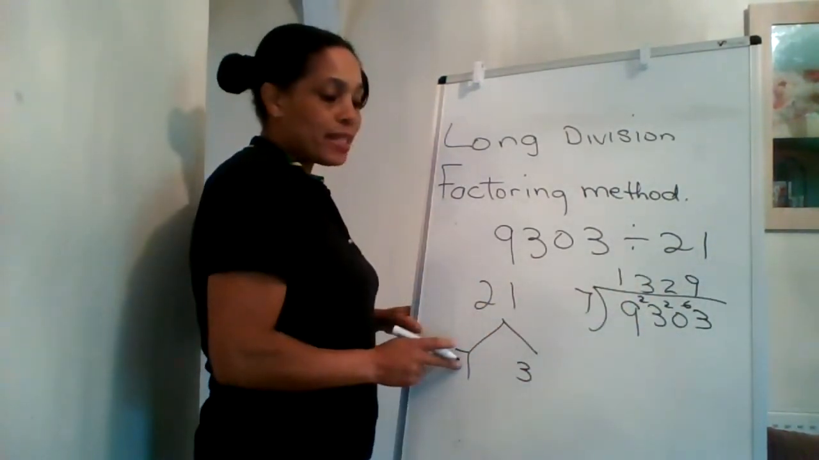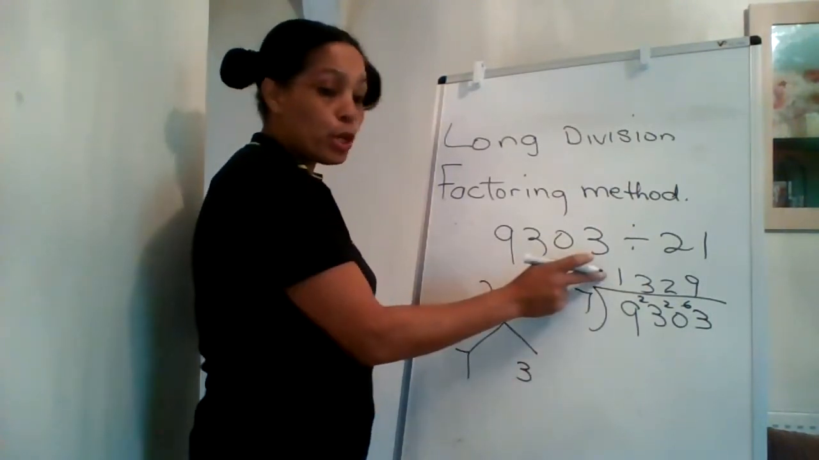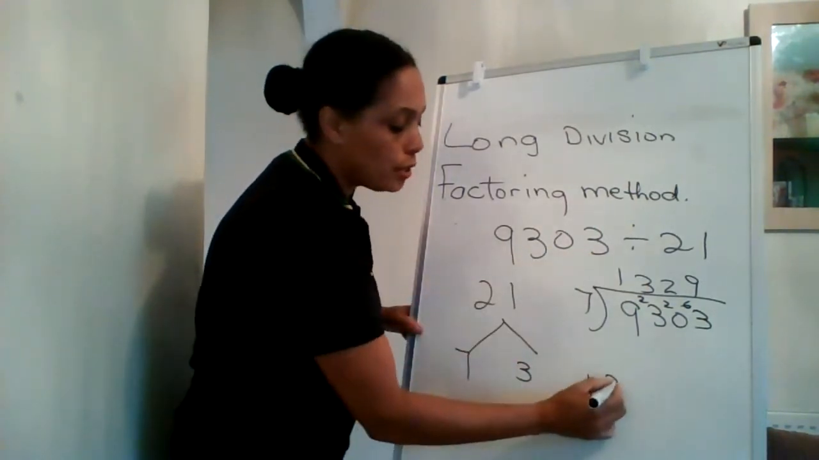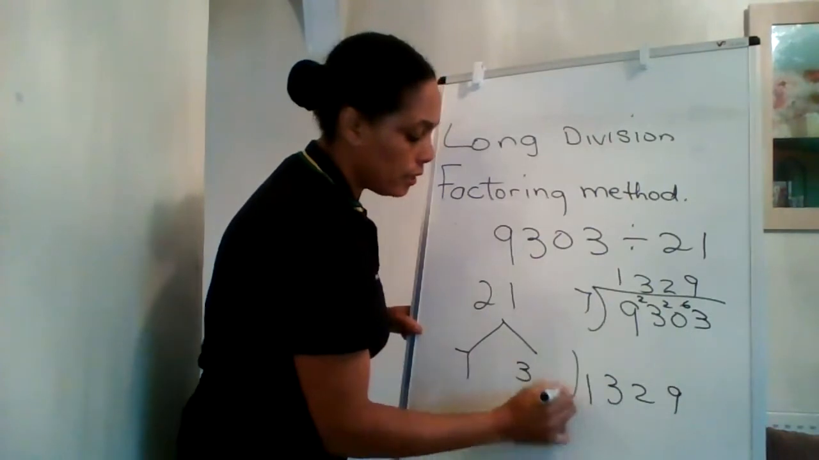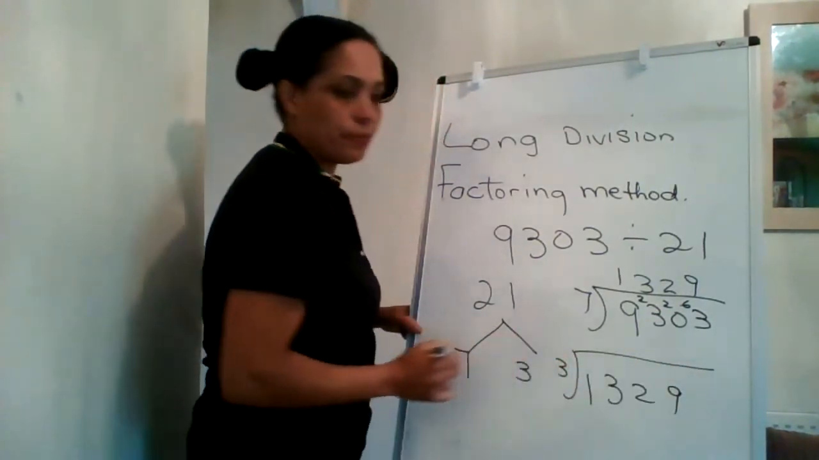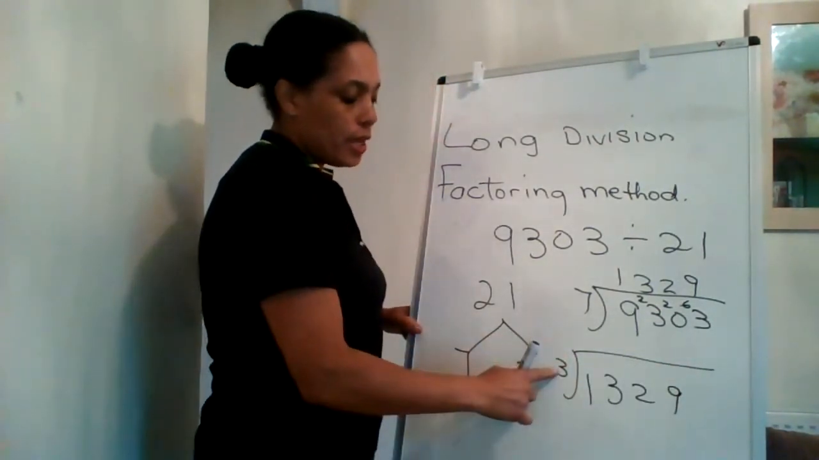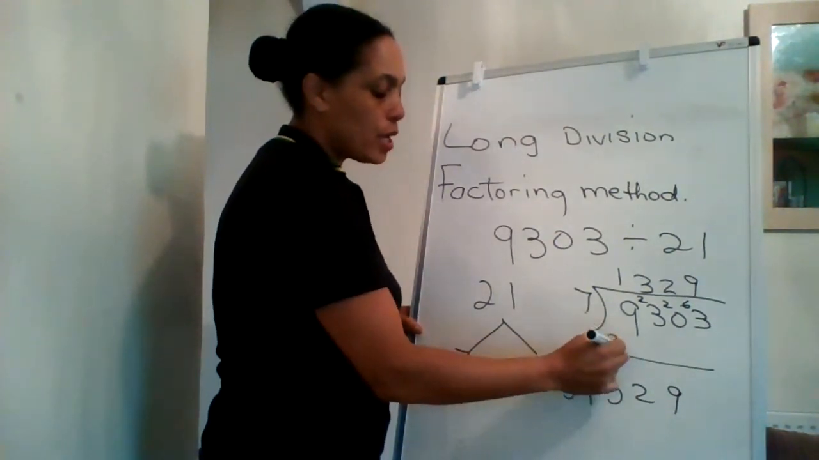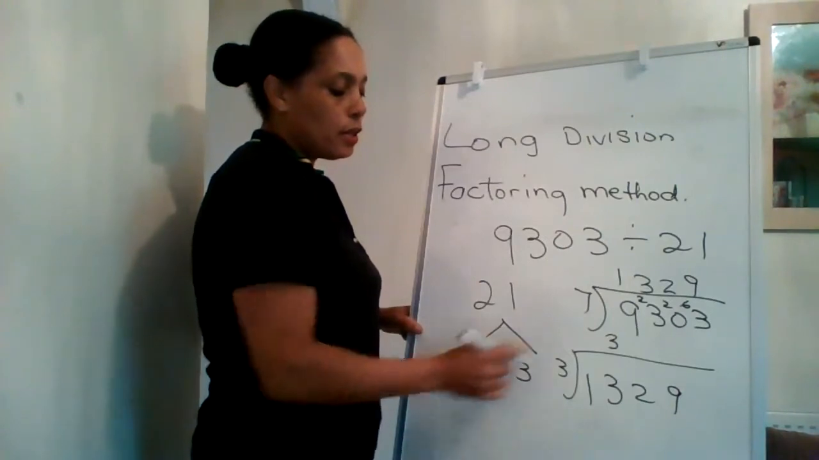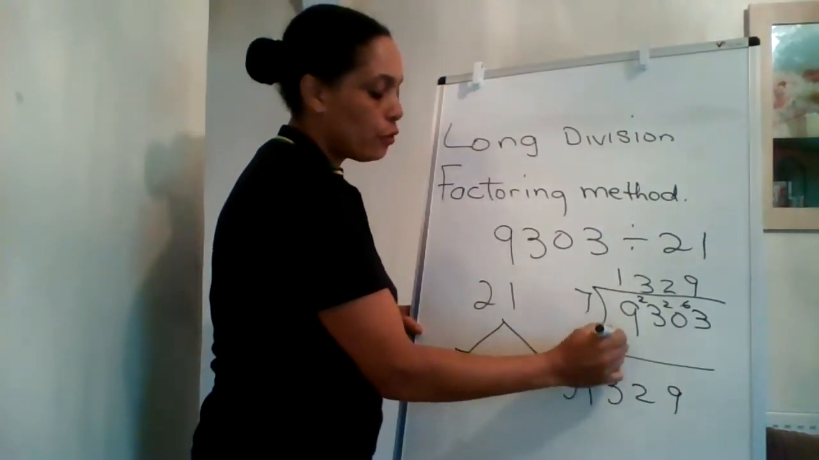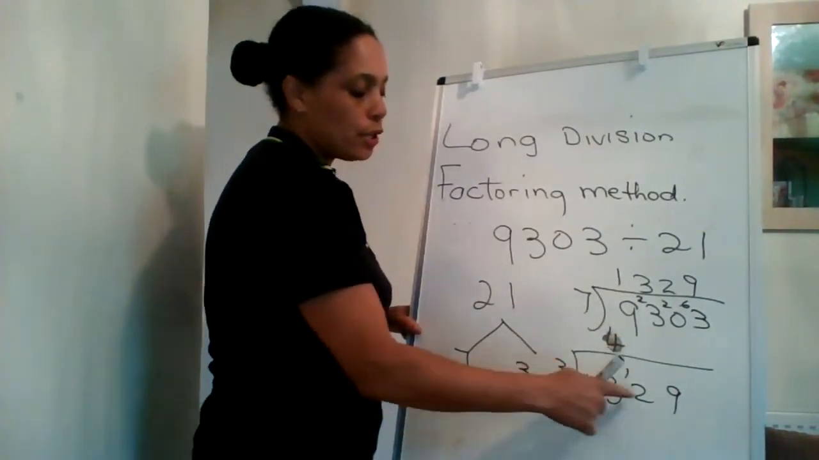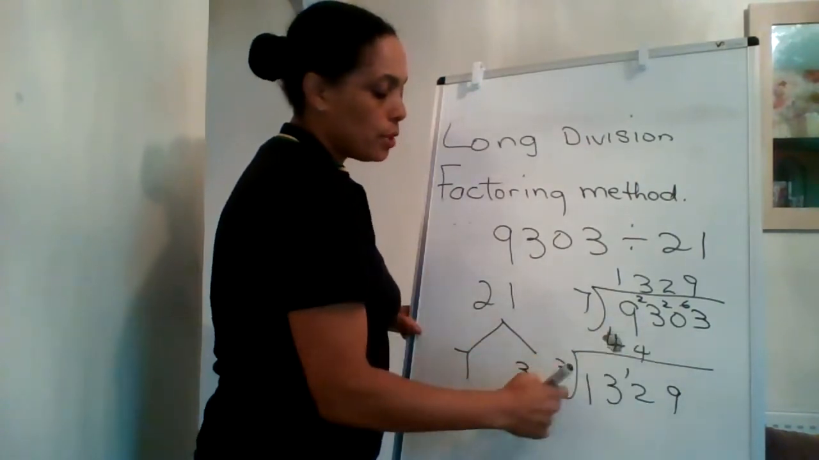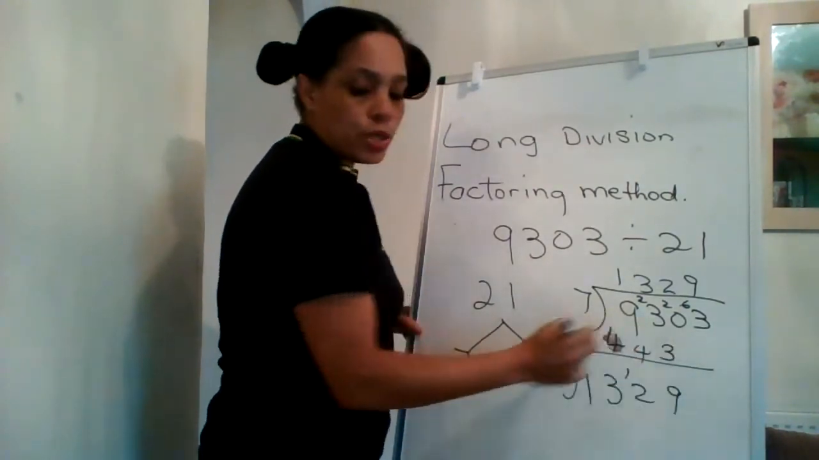Now I've used my 7, now I'm going to use my 3, but I'm going to use it with this new number, 1329, divided by 3. 3 into 1, I can't. 3 into 13 is 4, 3 4s are 12, remainder 1. 3 into 12 goes 4 times. 3 into 9 goes 3 times.